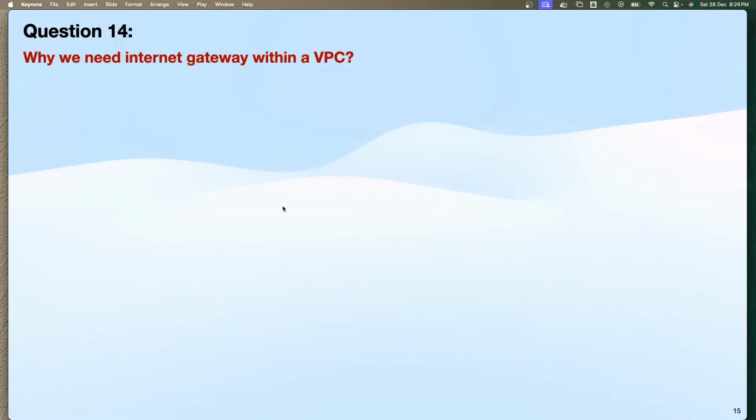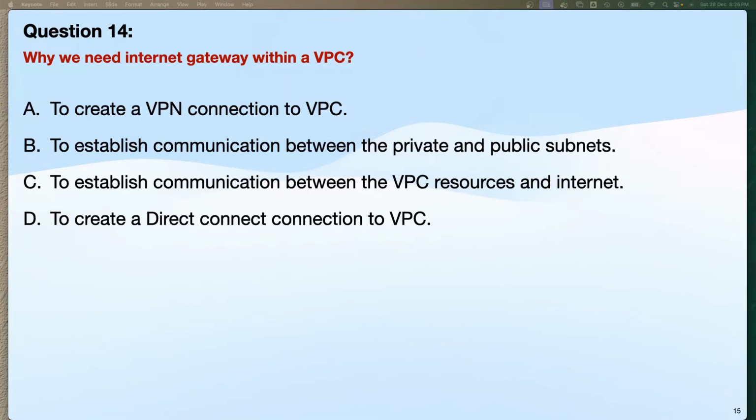So why do we need an internet gateway? The options here are to create a VPN connection to VPC, to establish communication between the private and public subnets, to establish communication between the VPC and internet, or to create a direct connection to VPC. If you understand the internet gateway, in very general terminology, why do we need internet gateways? To get to the internet, correct?